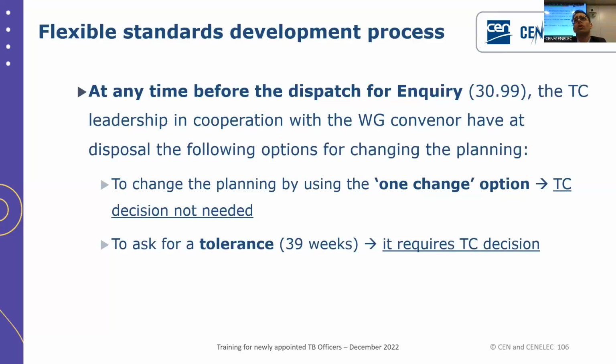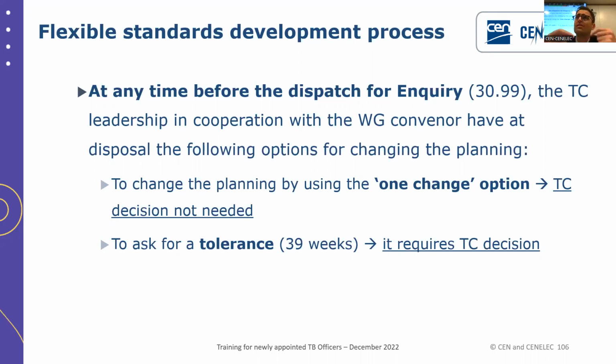Well, normally, according to the rules, the TC can request only one tolerance of 9 months. Now, there are some exceptional cases with a second tolerance, otherwise we would have a standard developed not in 3 years, but in 6, 7 years, which would be way too much if we keep asking for tolerance. But normally, the TC can decide on a tolerance of 9 months.